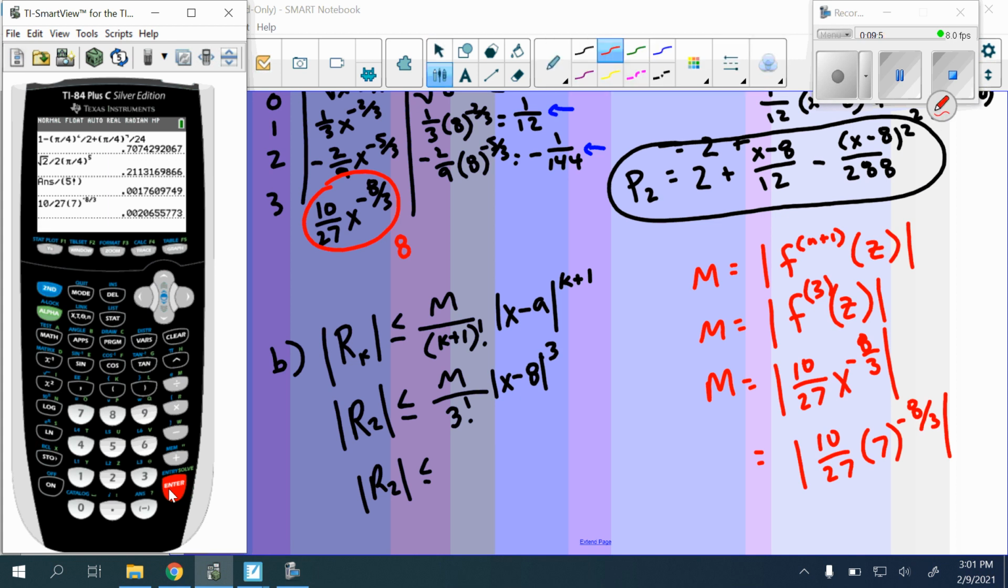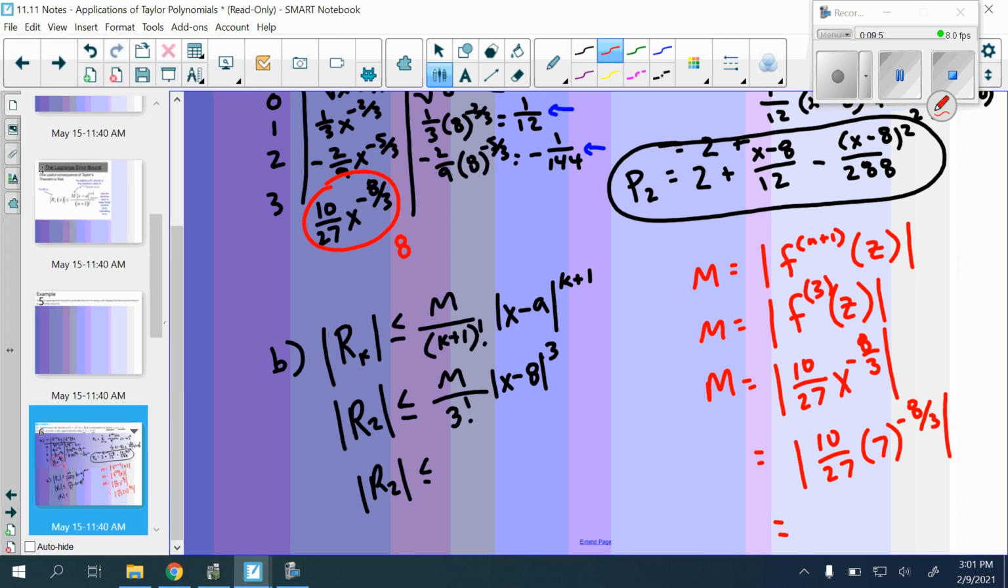0.0021 if we do it out to 4 decimals. So we know it's for sure less than that. As long as we're bigger, we should be okay. So that would be our m value over 3 factorial.